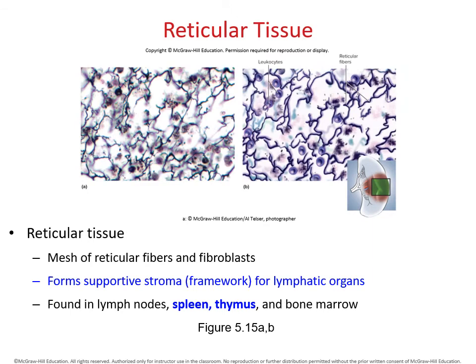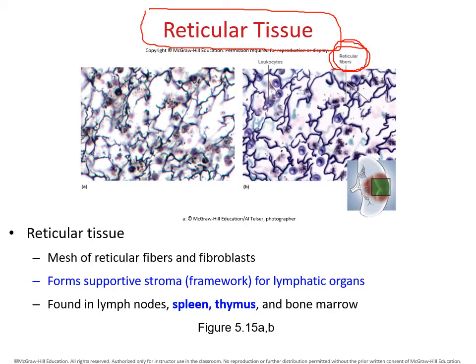The next one is reticular tissue. Notice how, very similar to areolar tissue, this one also has lots of threads. However, notice how the threads stain differently, and that's because reticular tissue, true to its name, has lots of reticular fibers. So remember, the reticular fibers tend to be found within the meshwork or the framework.